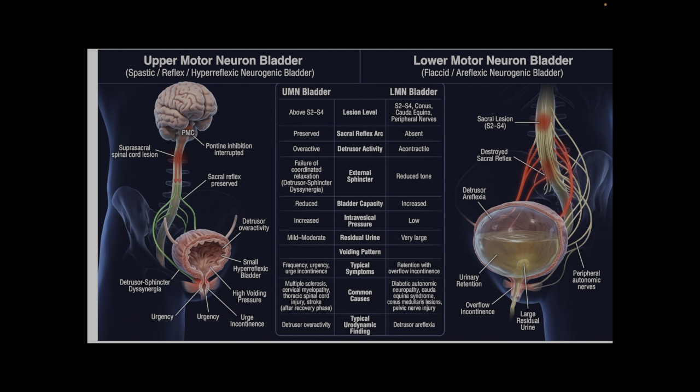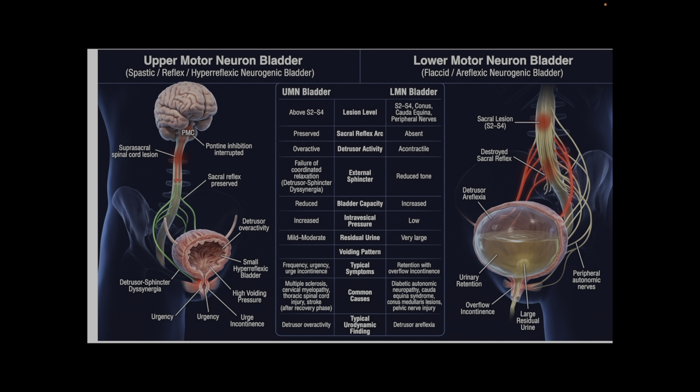Here the sacral reflex arc remains intact. Bladder contractions become reflexly mediated and uninhibited because descending inhibitory control from the brain is lost. Above the sacral maturation center, the descending inhibitory input from the pontine maturation center is lost, so the bladder will contract reflexly and uninhibited.